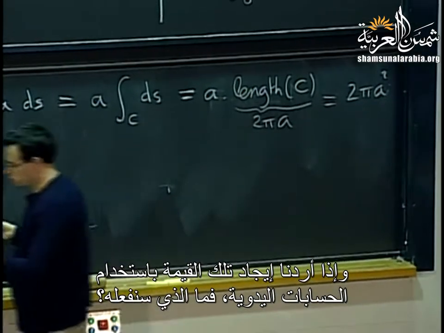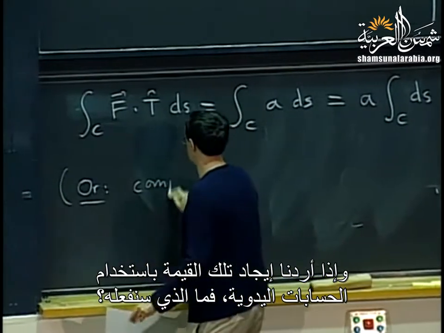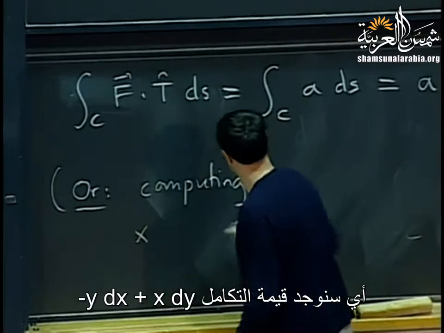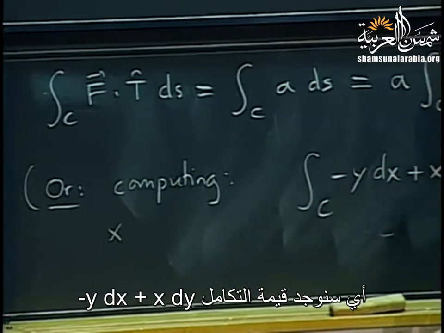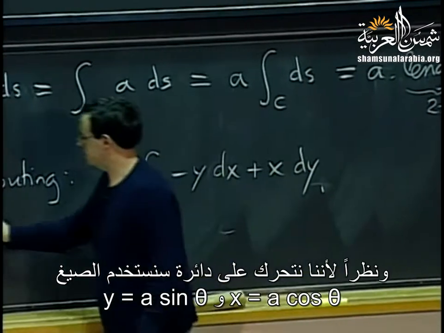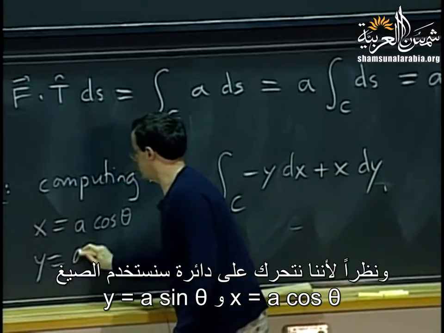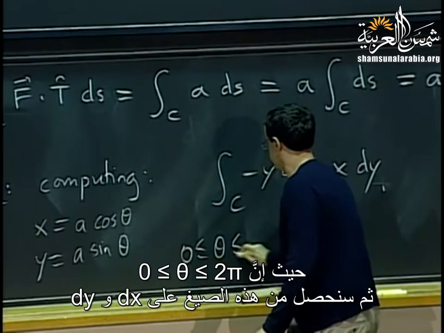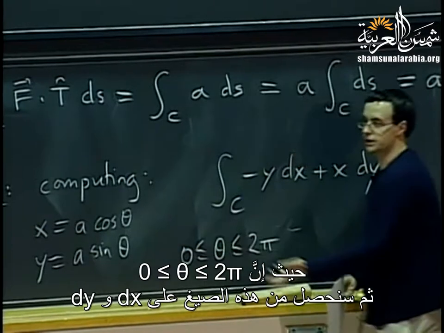If we were to compute that by hand, well, what would we do? We would be computing the integral of minus y dx plus x dy. We'd probably set, since we're on a circle, x equals a cos theta, y equals a sine theta for theta between 0 and 2 pi. So then we would get dx and dy out of these.